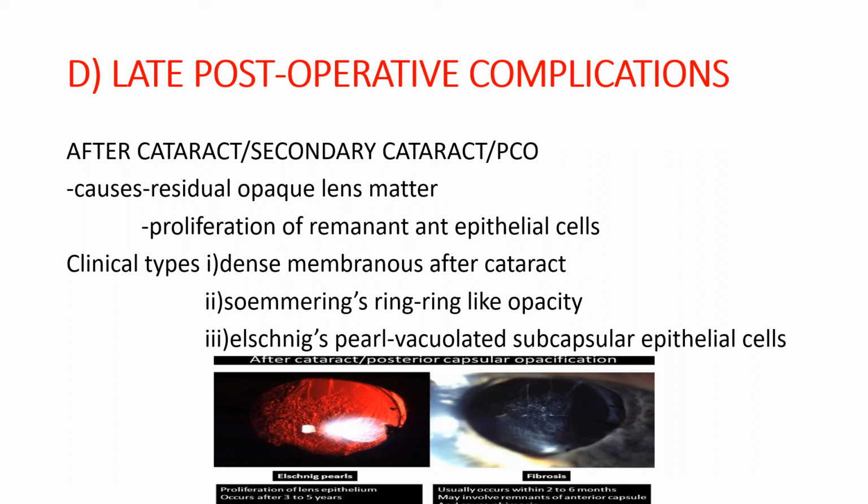So here in the first picture, you see soap-like bubbles in the posterior capsule, and you see this on retroillumination on slit lamp. These are tiny, tiny pearl-like things, and these are called Elschnig's pearls. So there are three types: dense membranous type, Soemmering's ring, and Elschnig's pearl. This is a very common complication which we see after cataract.